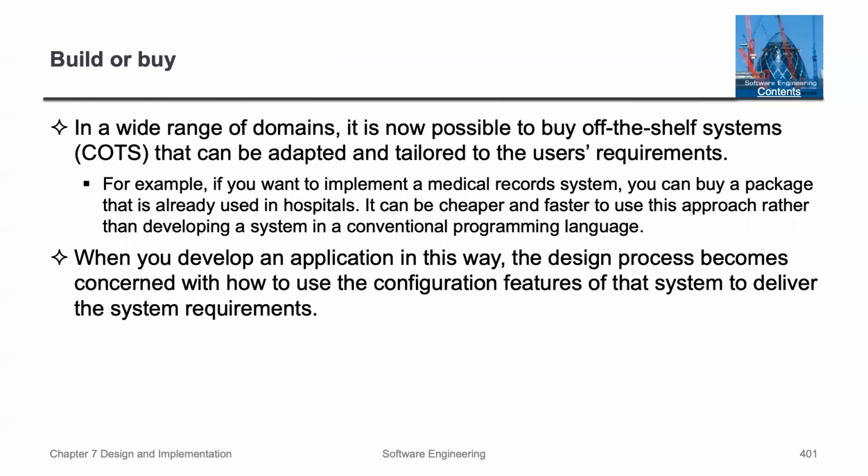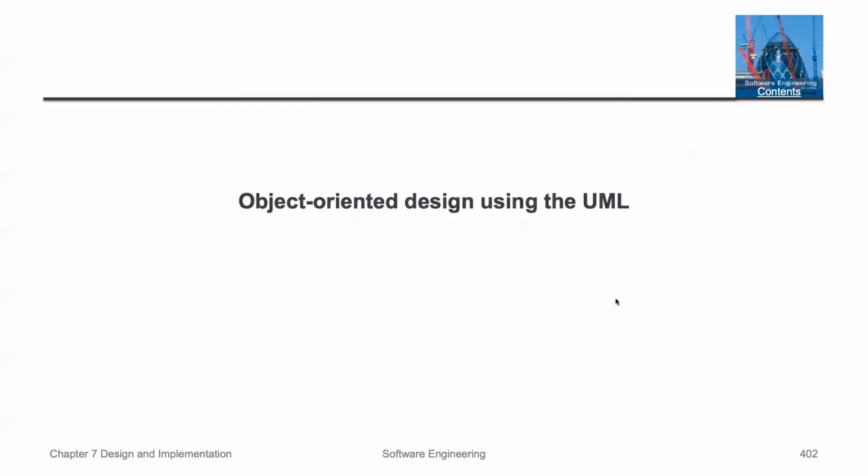So in a wide range of domains, it is now possible to buy off-the-shelf systems, that is COTS, commercial off-the-shelf, that can be adapted and tailored to the user's requirements. For example, if you want to implement a medical record system, you can buy a package that is already used in hospitals. It can be cheaper and faster to use this approach rather than developing a system in a conventional programming language. When you develop an application in this way, the design process becomes concerned with how to use the configuration features of that system to deliver the system requirements.